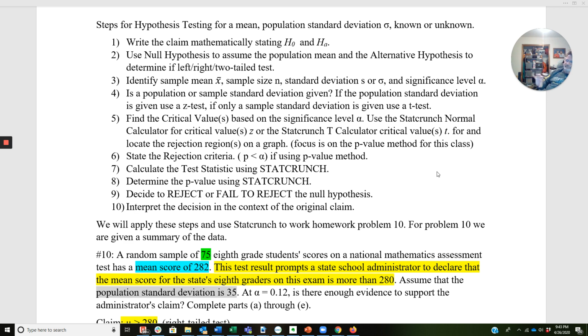Now, you don't really have to do that for this class because every question, we're going to have a p-value, and we're going to be able to use the p-value to make the decision. But the homework problems and the test questions will want you to be able to calculate the test statistic. For this class, you'll be able to determine the p-value on every question and use that to make your decision, which is number 9, to decide to reject or fail to reject the null hypothesis. And then the last step is to interpret the decision in the context of the original claim. So we're going to apply these steps to use Statcrunch to work homework problem 10.